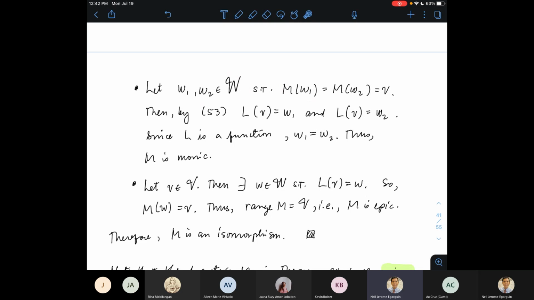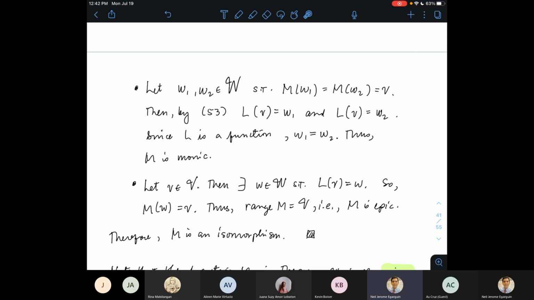So that's why I can take W1 and W2 to be elements of W, such that M of W1 is equal to M of W2. And say their common value is V, right? By definition, in 53, that's the definition of M, M of W1 equals V implies that L of V is equal to W1. And again, by definition, M of W2 being equal to V is the same as saying that L of V is equal to W2, right?